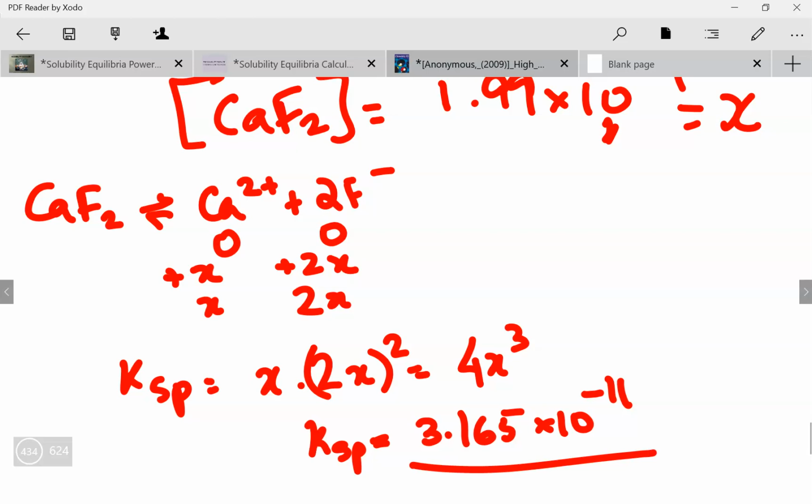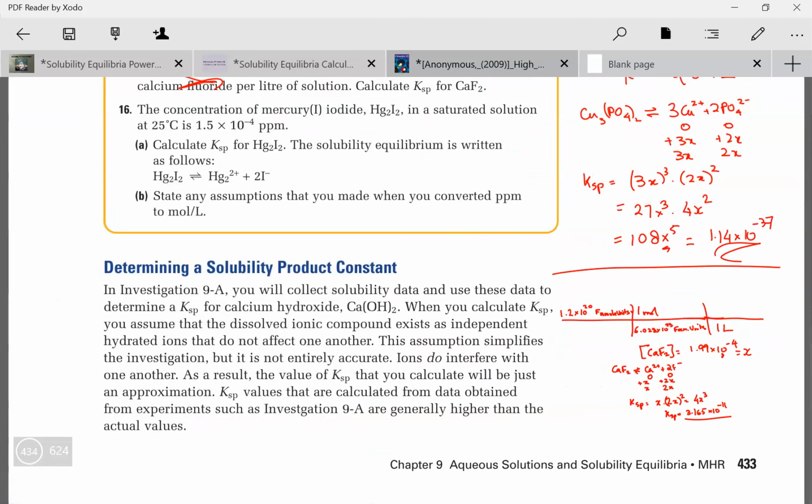Let's look that up. Fluorides, where are fluorides? Calcium fluoride, 3.45. Yeah, that's very similar to the Ksp at the back of the textbook.